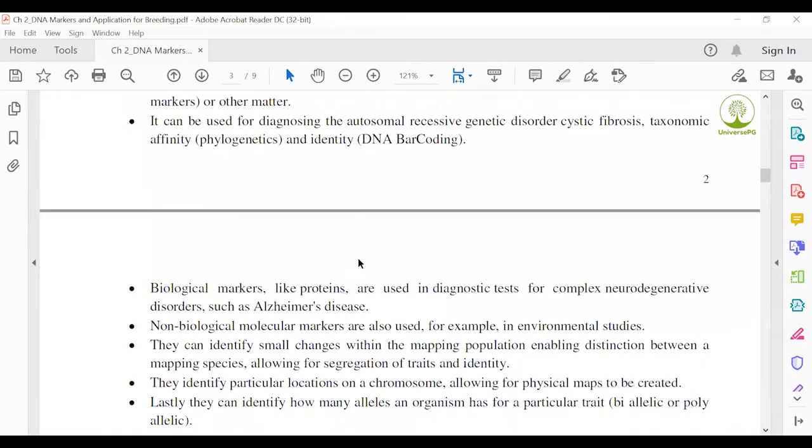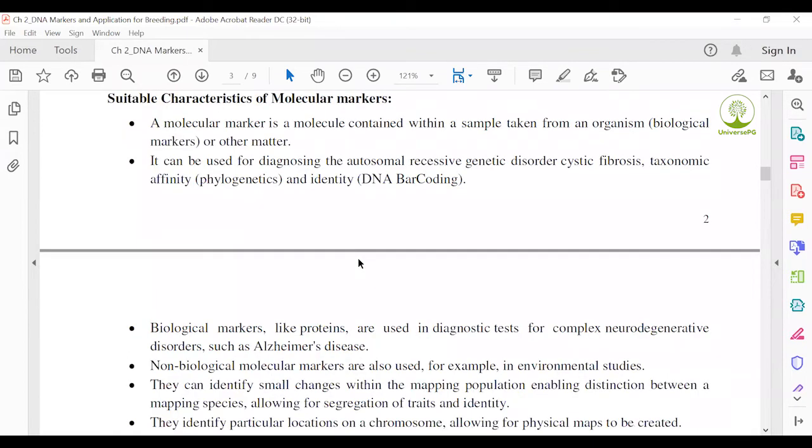So read three or four easy points for your examination.